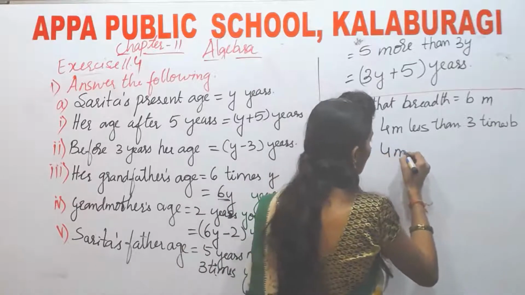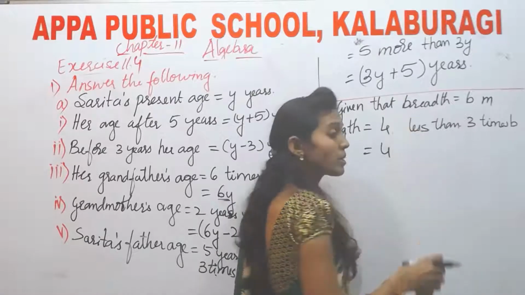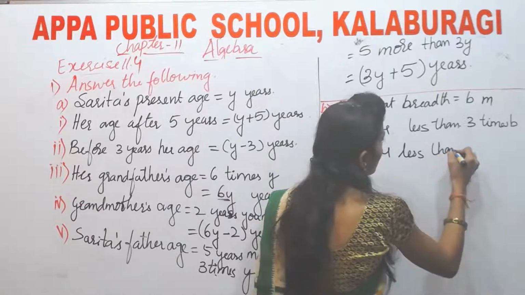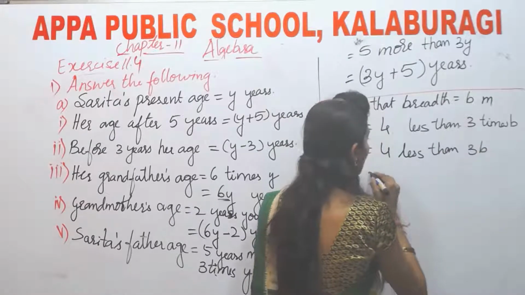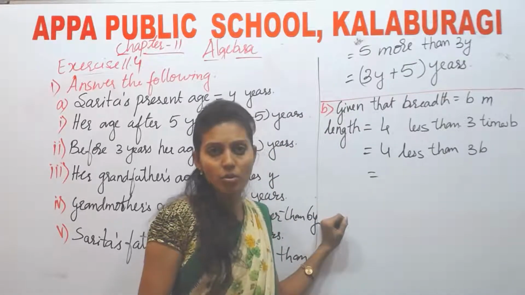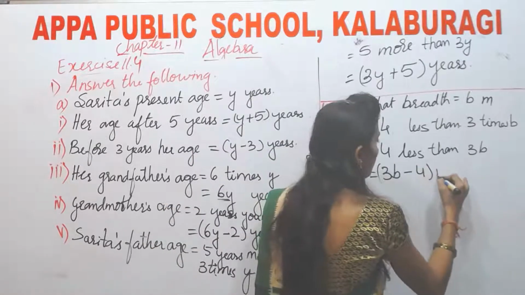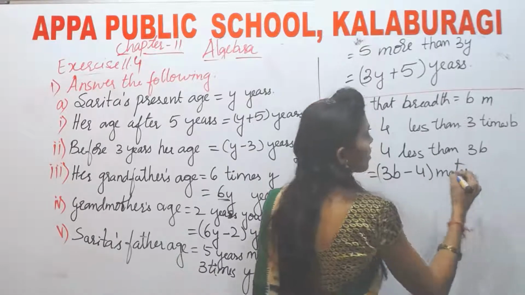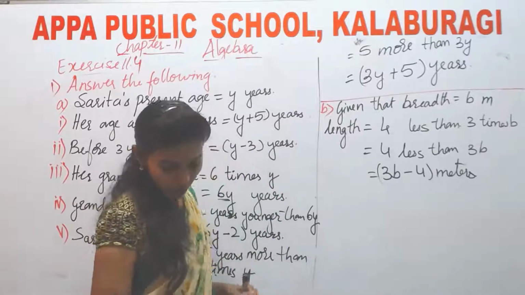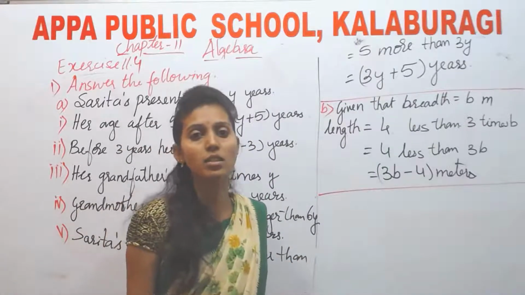So 4 meters. If I write m, you may get confused, so I'm not writing this. M is nothing but meters. 4 less than 3 times b is nothing but 3b. Less means subtraction, right? So 3b minus 4 meters. Therefore, length of the rectangular hall is 3b minus 4 meters.